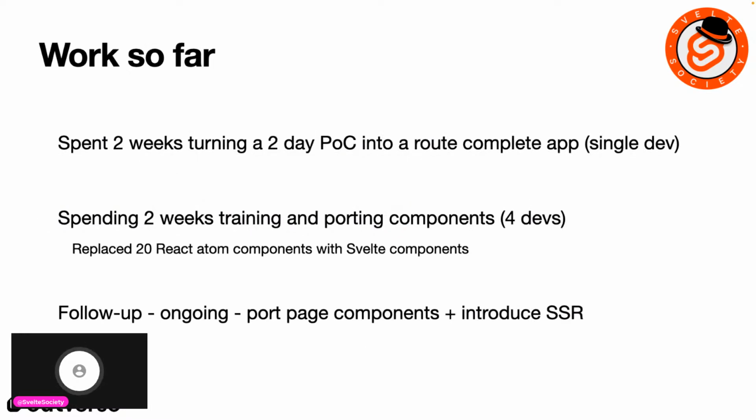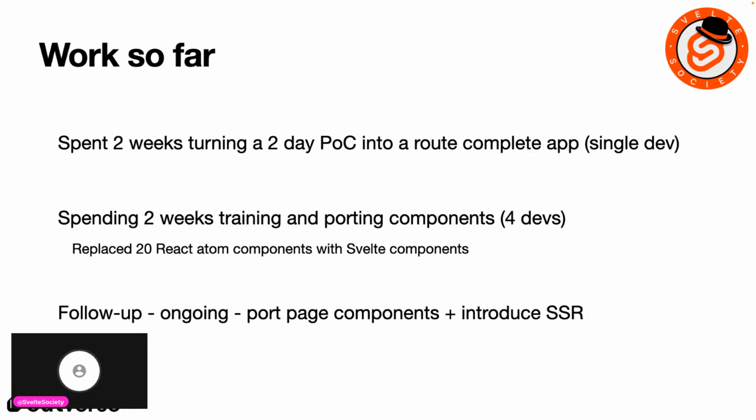So work so far, what have we done? Time-wise, to give you a perspective of how long it's taken, we spent 2 weeks turning a 2-day proof of concept. As soon as the RC1 came out, I was like, oh God, I need to try this out. Can I do it? I found this package, did the research, and then spent 2 days hacking together a basic layout and basic routing. It was a bit janky, not everything worked, but I proved that we could have a working version that was like for like, and used all the existing React Redux and stuff inside the React components inside the Svelte wrapper. So we had a viable opportunity, and it took about 2 weeks of turning that into a route-complete app.